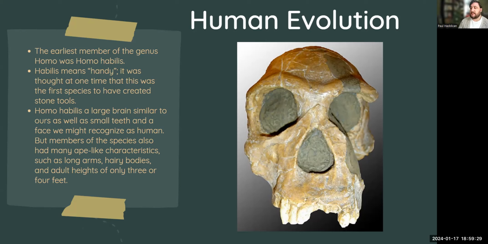Homo habilis has a larger brain, similar to ours, as well as small teeth and a face we might recognize as human if it had skin on it. There are 3D models out there that you can go look at and see. It's kind of eerie, a little bit uncanny valley. But members of this species also had many ape-like characteristics: long arms, hairy bodies, adult heights of only 3 to 4 feet. So again, on the train, getting closer and closer, right?